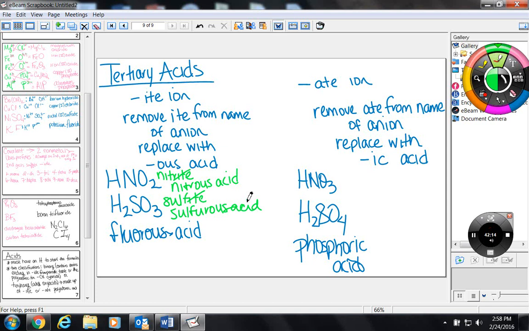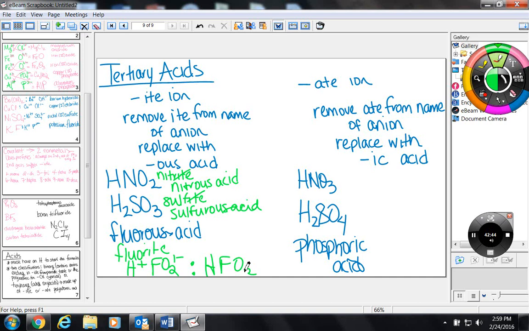Okay, if I'm given the name, if I look at fluorous, I know that comes from fluorite. So if I look it up, it's FO2, 1 minus. I know I need an H plus to make my acid. So it's 1 plus, 1 minus. I treat it like ionic. I just take the charges off, right? So my acid is HFO2.